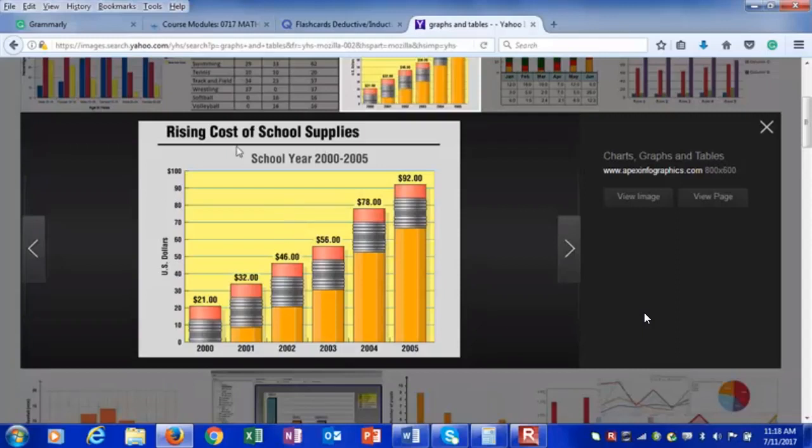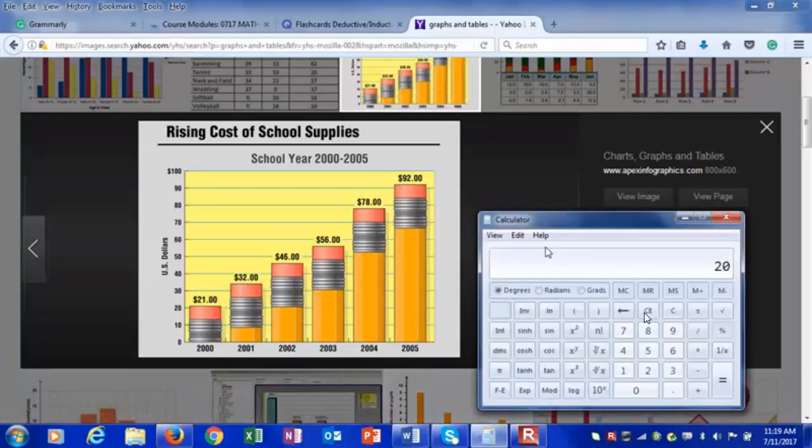Okay? Now this rising cost of school supplies is for students that are, say, K through 12. So this is looking at the school year of 2000 and 2005, and it's saying that between that time period, school supplies has gone up astronomically. So in 2000, school supplies were $21, but in 2001, it increased to $32. So the question is, between 2000 and 2001, how much was the increase in school supplies?